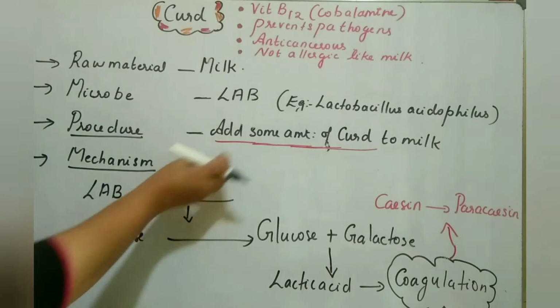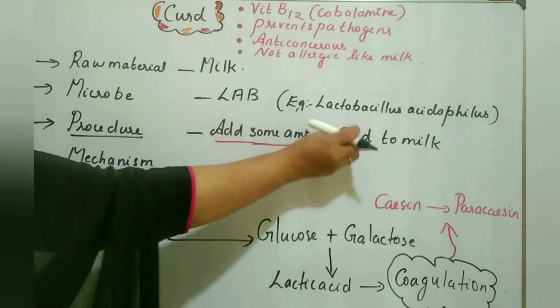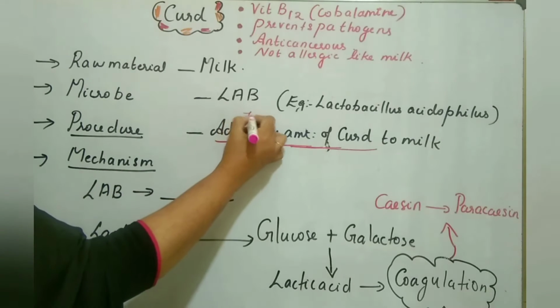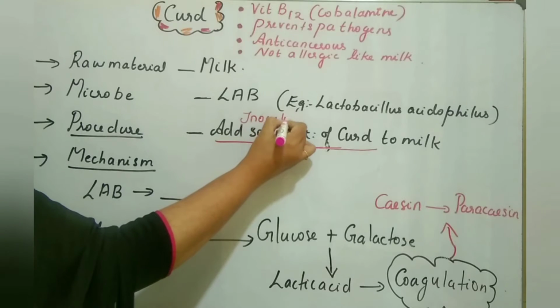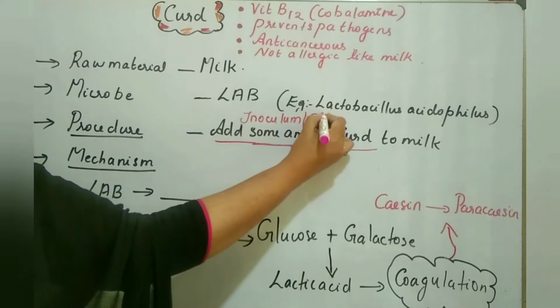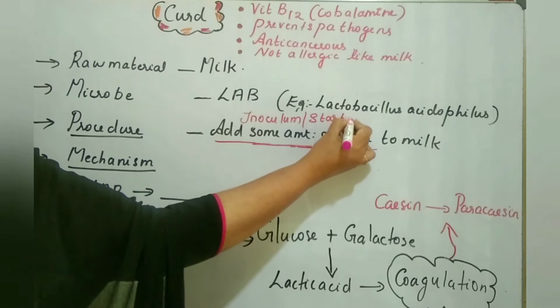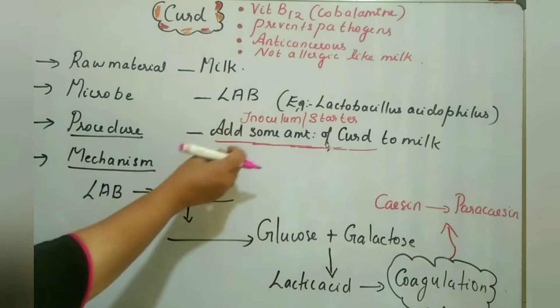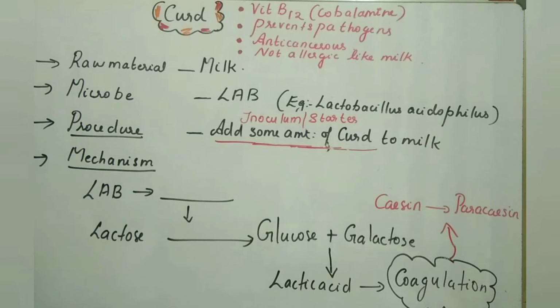It is to add some amount of curd to milk. Okay. And this amount of curd added to milk is called inoculum or starter. Why is it called inoculum or starter? Because this small amount of curd carries thousands of bacteria, and those bacteria carry out the fermentation process. That is why this amount of curd is called inoculum or starter.